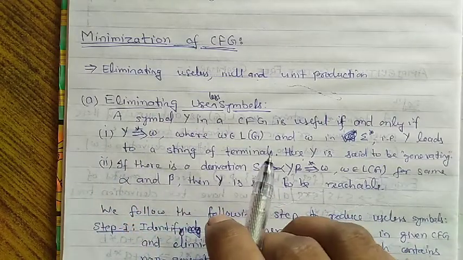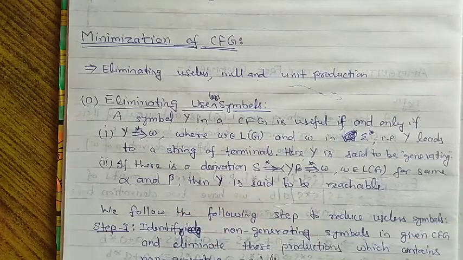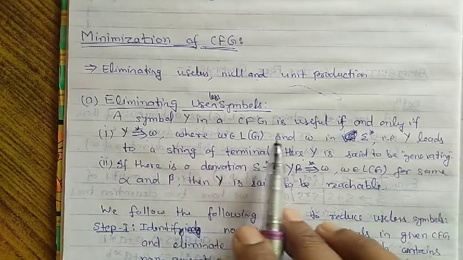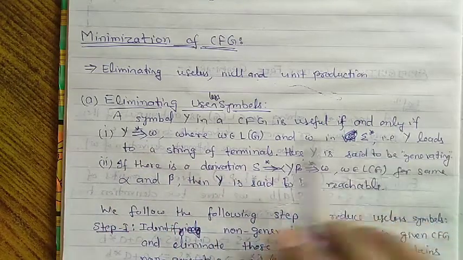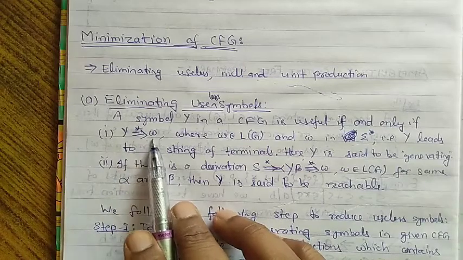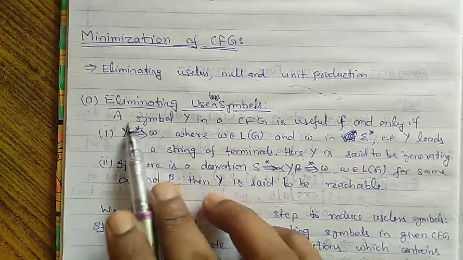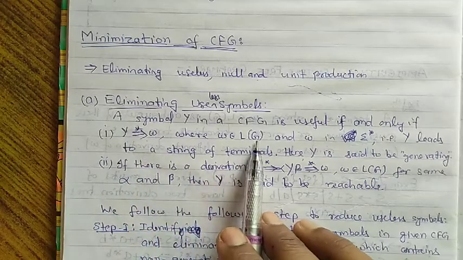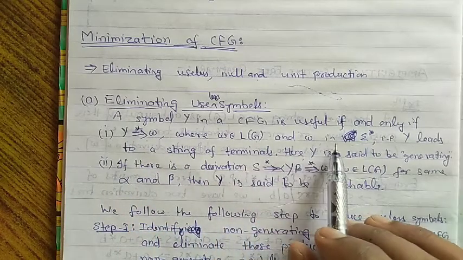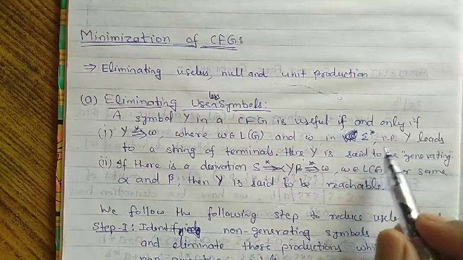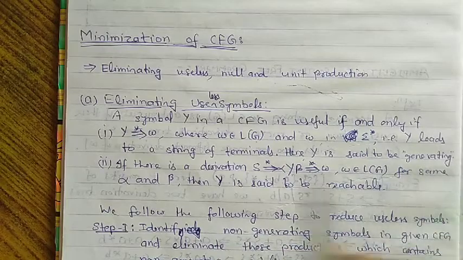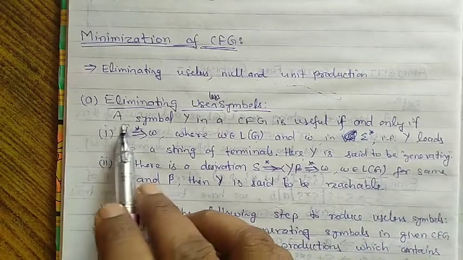What is a useless symbol? How can we recognize a useless symbol from a given context-free grammar? A symbol Y in a context-free grammar is useful if and only if Y derives w, where w belongs to the language of the grammar and w is a string in sigma star. That is, Y leads to a string of terminals. Here Y is said to be generating.